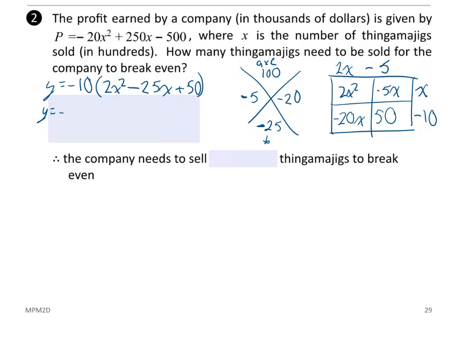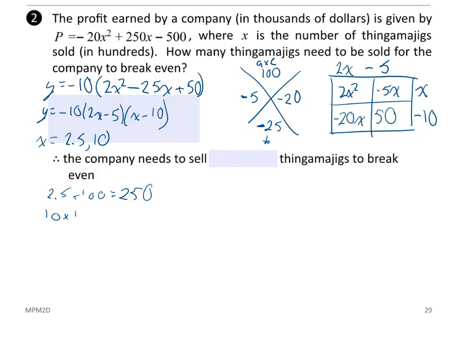So we have y equals negative 10 times 2x minus 5 times x minus 10, which means that x is going to equal 2.5, because 5 over 2 would be one of them, and positive 10. So the company needs to sell 100 times that. So that'd be 2.5 times 100, which is 250, and then 10 times 100 gives us 1,000.